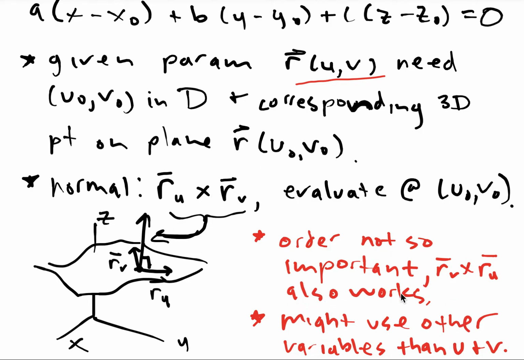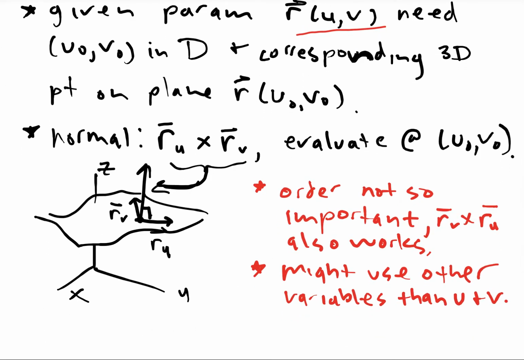Just keep in mind, it's the pattern that's more important than the fact that we're using U and V here. In general, if you've got this point on the plane, if you take partials, cross them, and plug in your point from D, you'll still get a point on the plane and a normal vector. And once you have that point on the plane and the normal vector, all you have to do is use the plane equation. So just dust the plane equation off, and you've got your equation for your tangent plane.